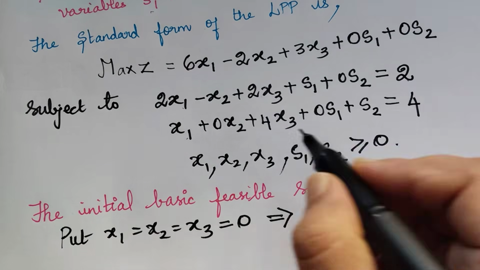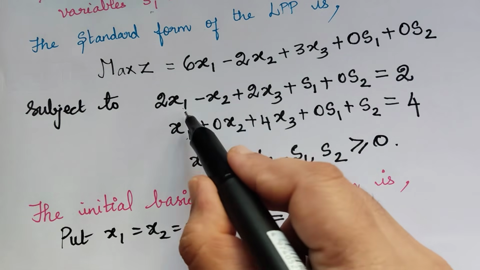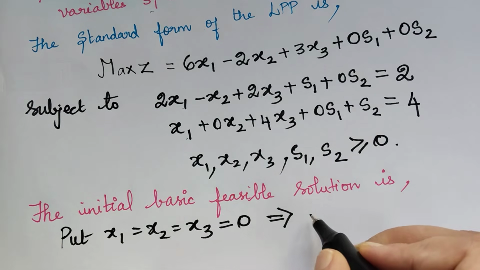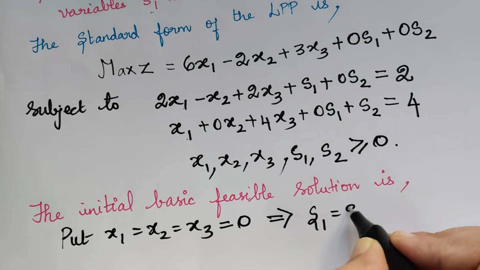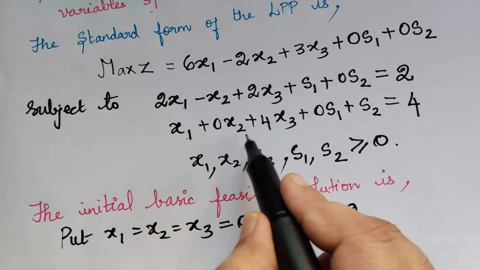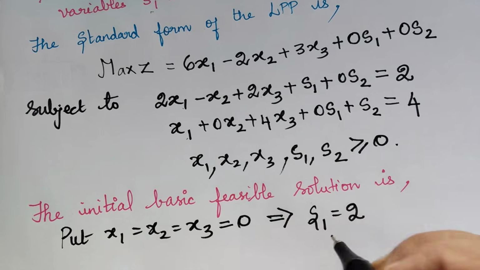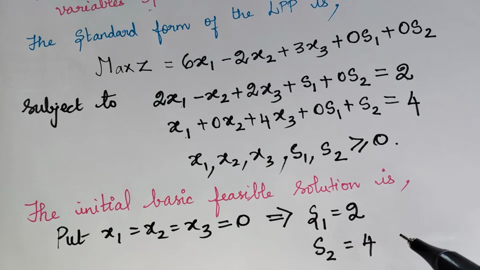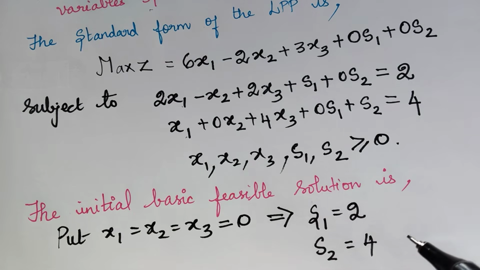So what do we get? In the first constraint, if you put x1, x2, x3 as 0, we see that the value of s1 is equal to 2. And in the second constraint, when we put x1, x2, x3 as 0, we see that the value of s2 is equal to 4. So this gives us the initial basic feasible solution.